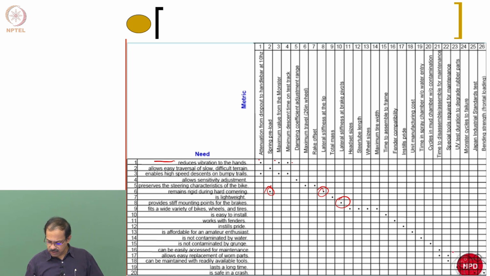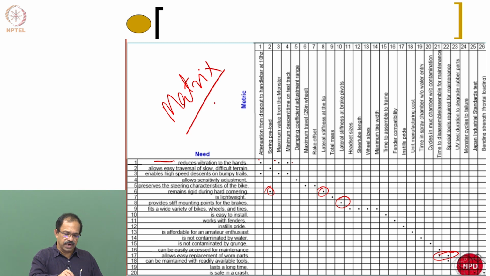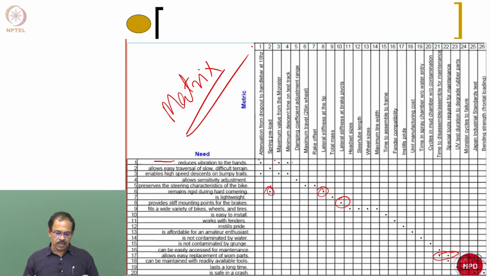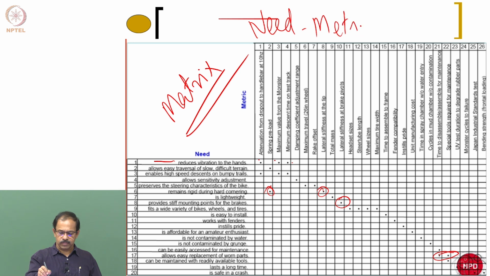Similarly, here there are more than one, and you can give different colors or different representations to show which one is more important. So this is the matrix which represents the relation between needs and metrics. So the first step in identifying the specification is to get the need matrix. Any questions?